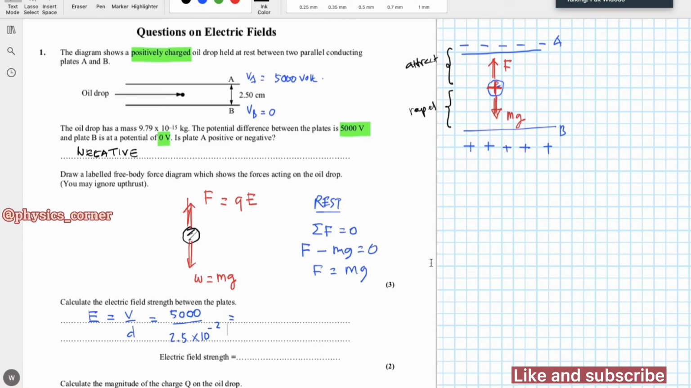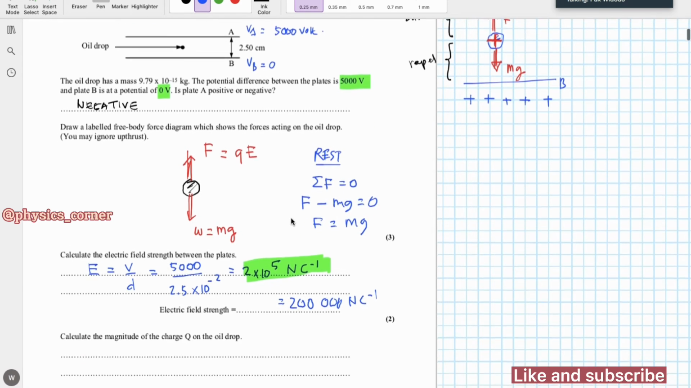So this is 2 times 10 to the power 3 plus 2, that is 5, in newton per coulomb, N C^-1. Or if we write it out, this equals 2 followed by 5 zeros, 200,000 N C^-1. But sometimes we use the powers, 10 to the power of something. Okay, that's it. I will scroll up.